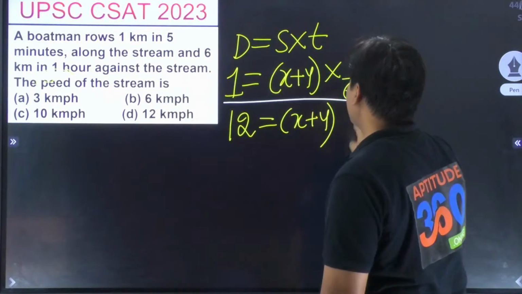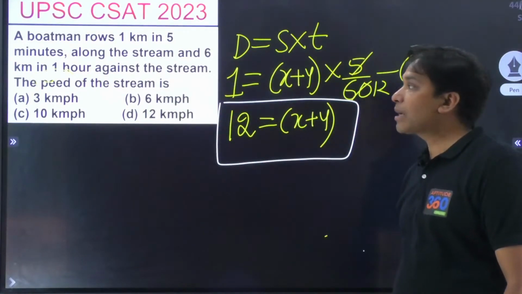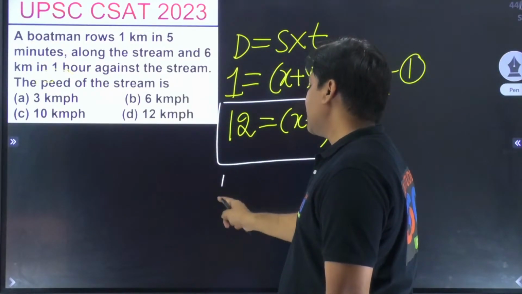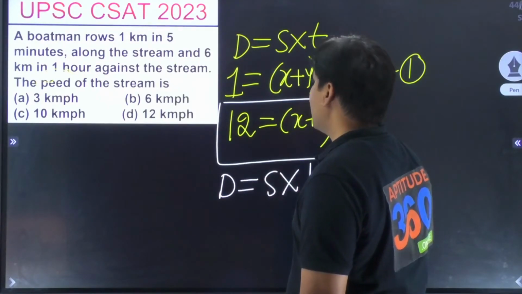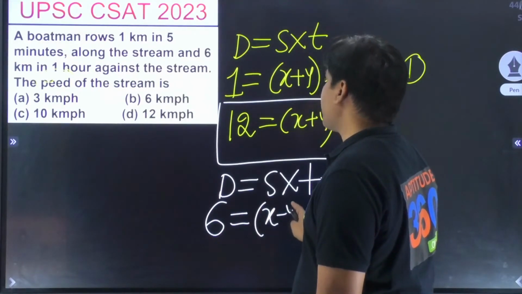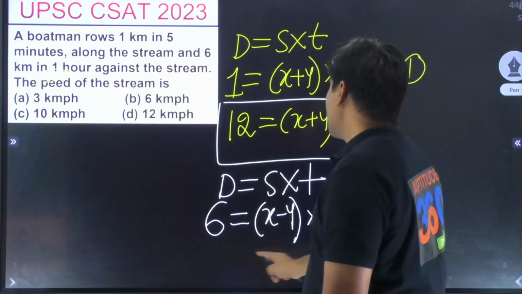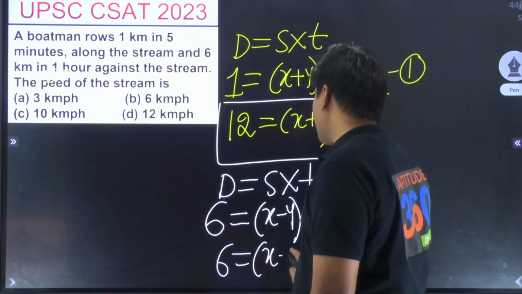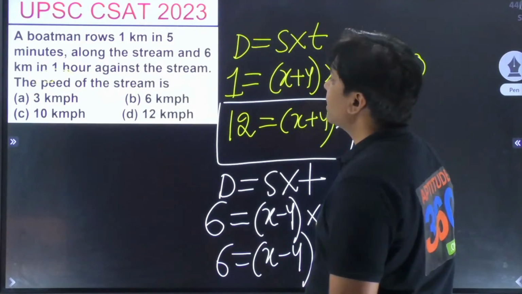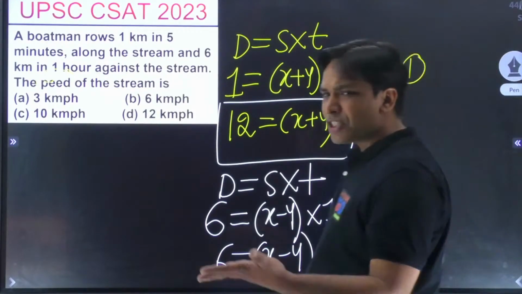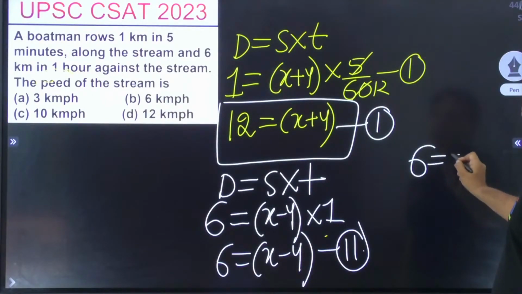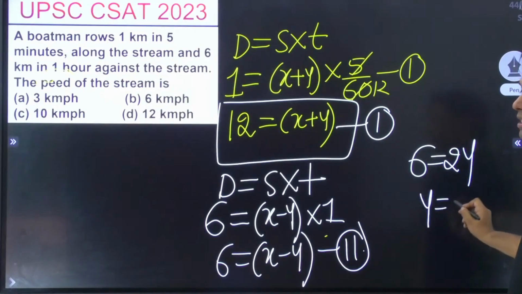Now what happens next here? And 6 kilometers in 1 hour against the stream. So again, distance is equal to speed into time. What is the total distance? 6 kilometers. And what is the speed? x minus y into 1. So x minus y comes out as 6. This is your second equation and this is your first equation. What are they asking you? The speed of the stream. First equation minus second equation, that's right. When we do that we get 6 is equal to 2y and the value of y will come out as 3.